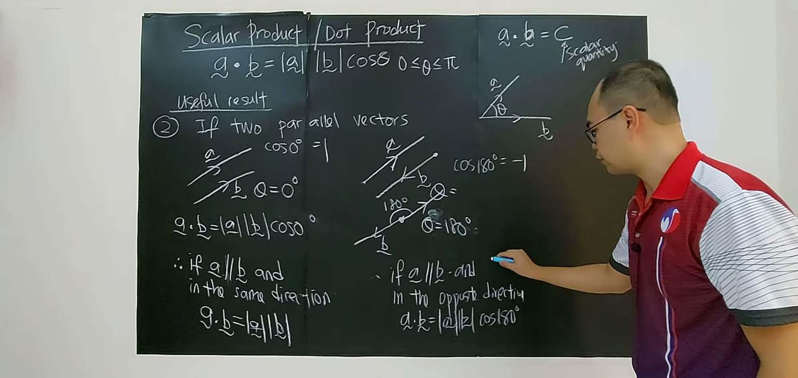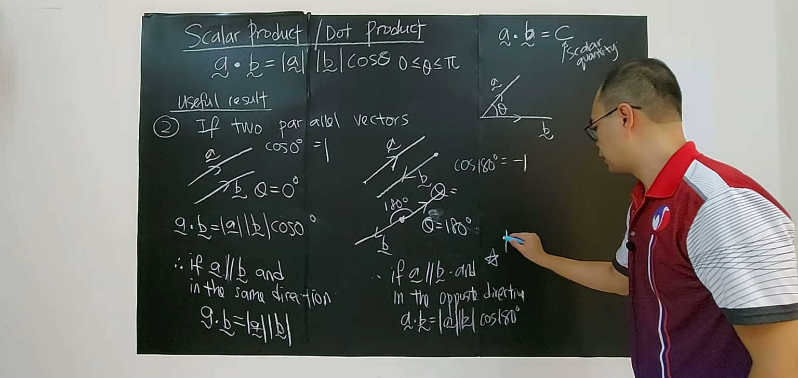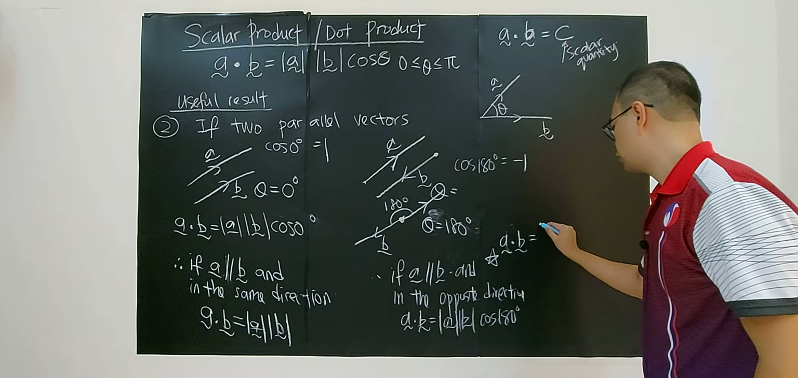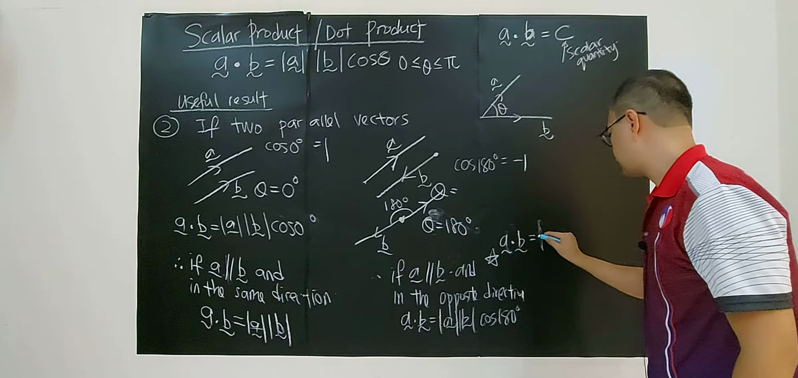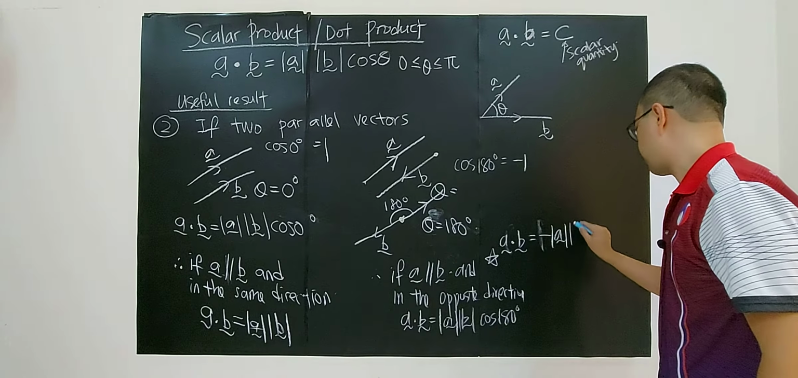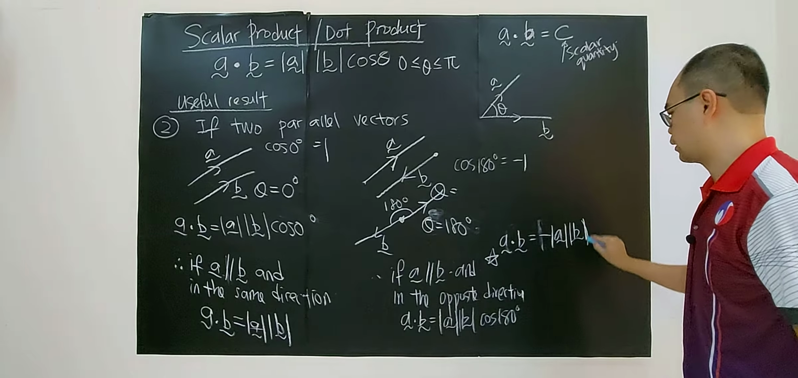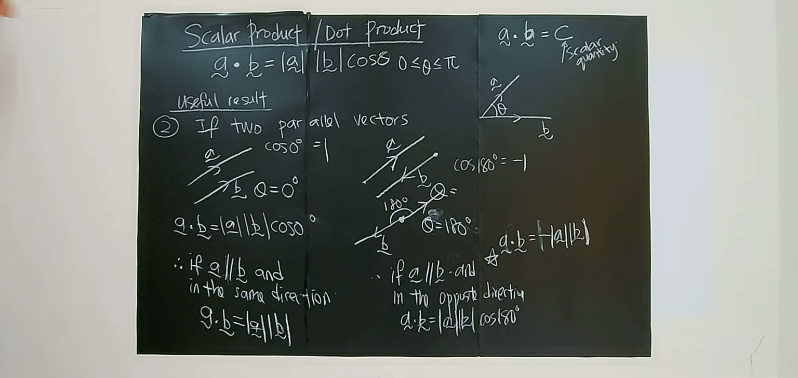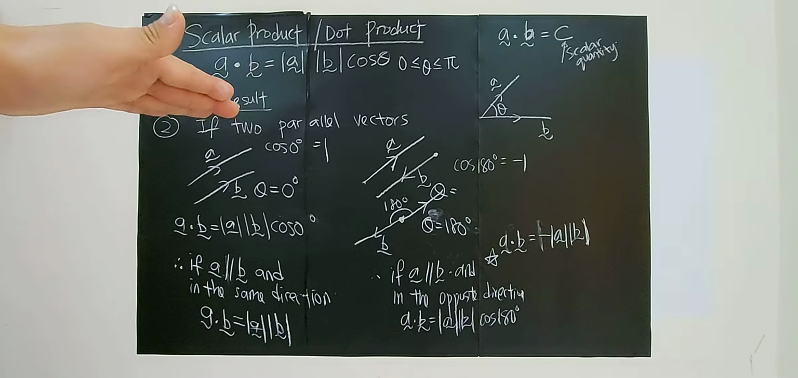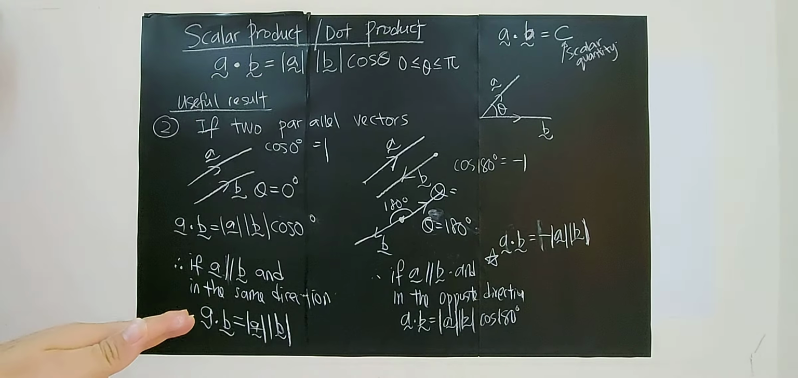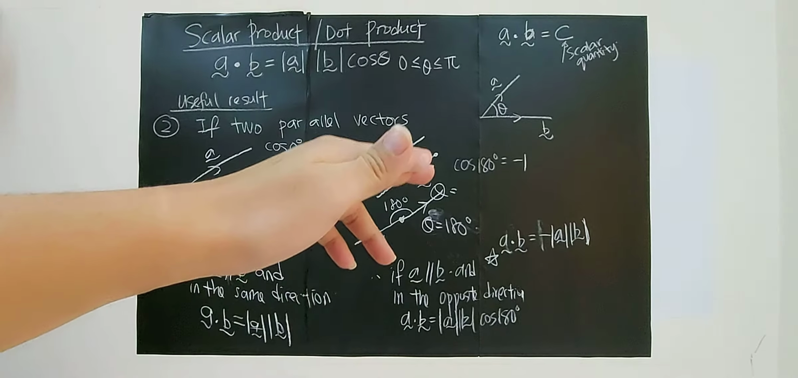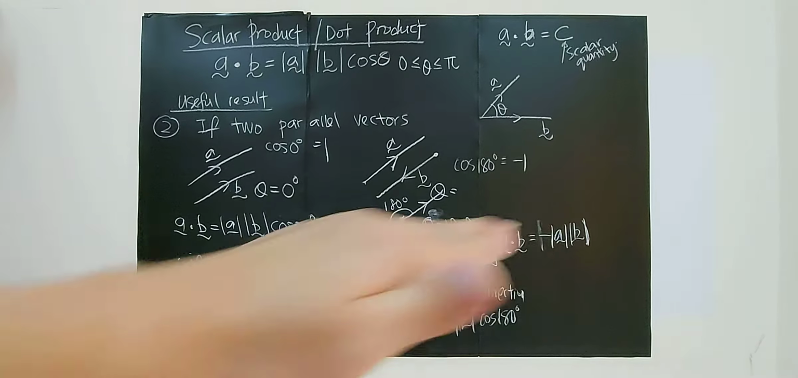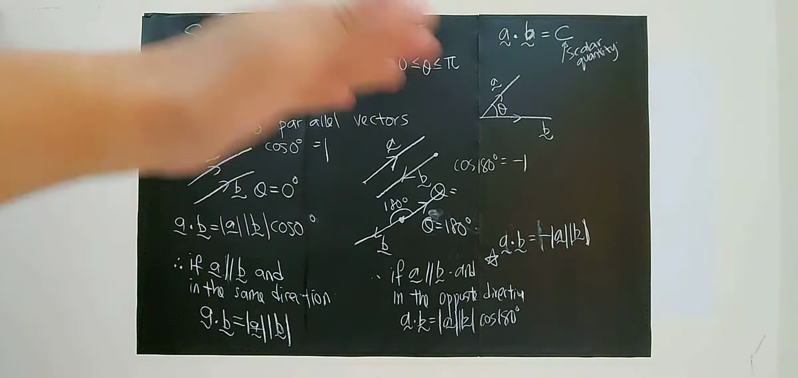So it means that the dot product will give you a negative of the magnitude of A, magnitude of B. So this is a second important result here. If both are parallel vectors with the same direction, it will be A dot B equals magnitude of A, magnitude of B. If they have opposite direction, we just add a negative, right? So this is the proof.